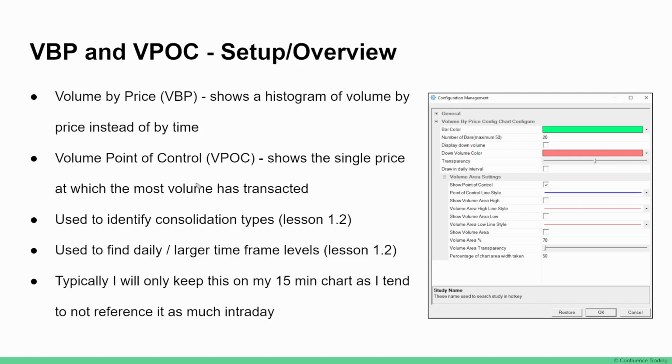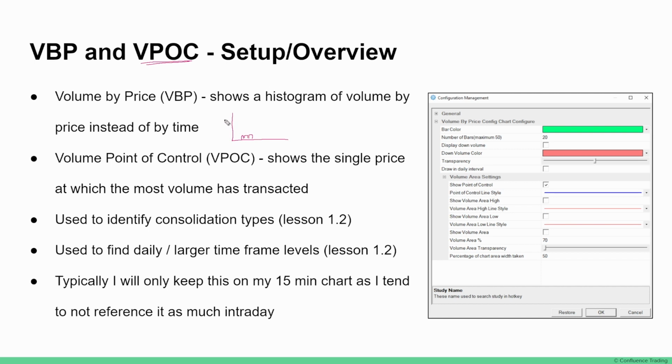So moving along from VWAP, we're now going to talk about volume by price, and more specifically the indicator that I use on my chart, VPOC. So volume by price shows a histogram of volume by price instead of by time. If you think about a little chart here, on the bottom of your chart you'll have these volume bars that represent the volume that occurred in whatever period your chart is for.